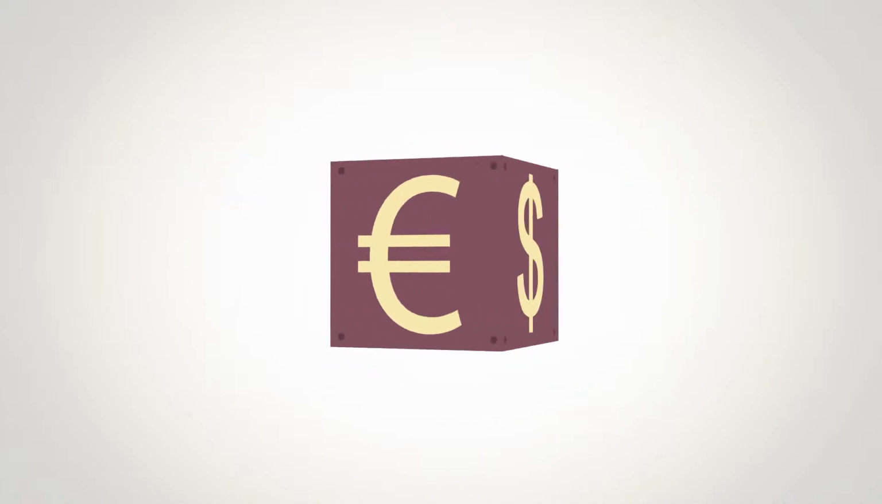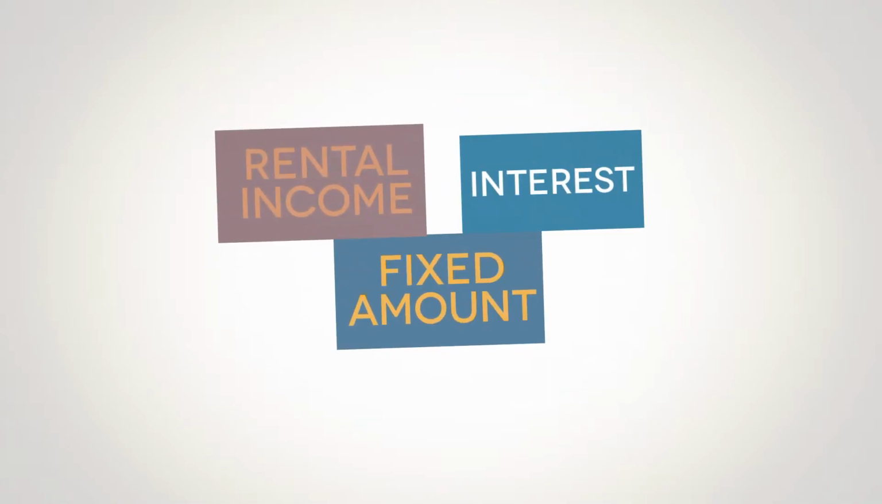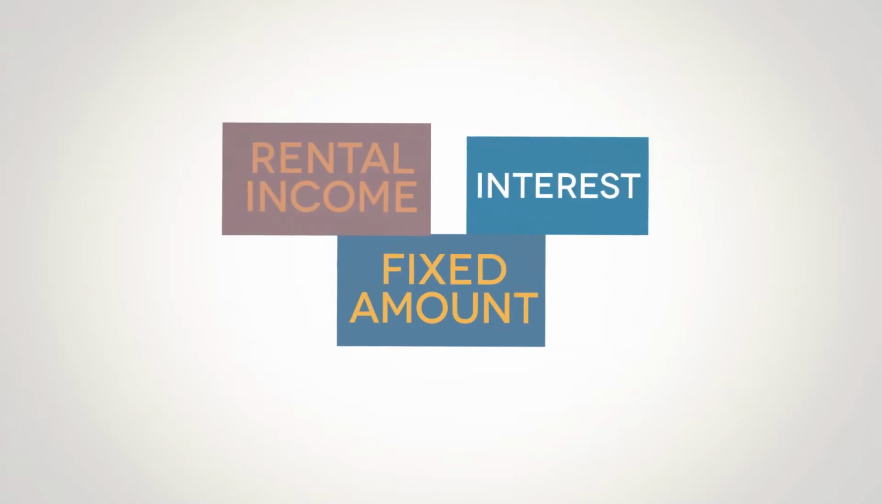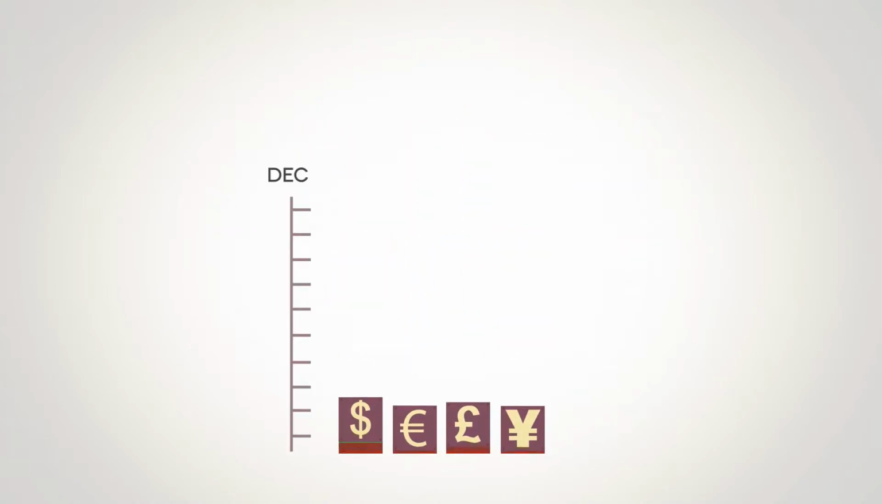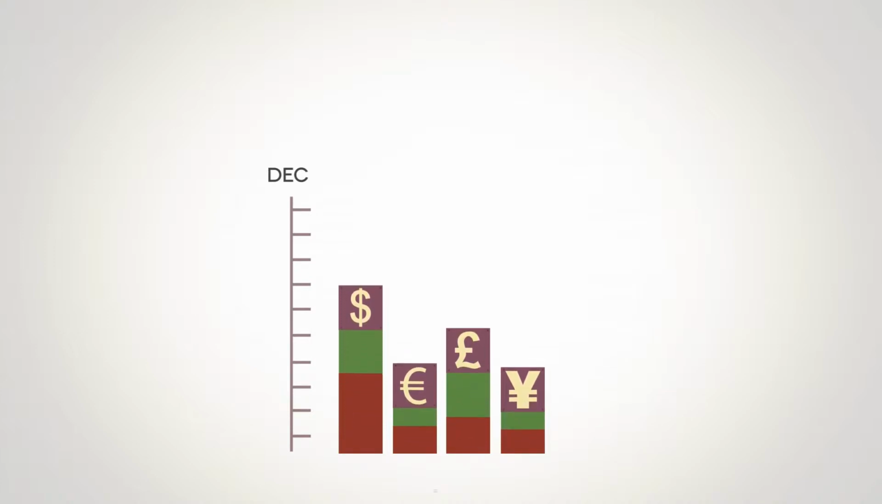regular basis. Since the payments are mostly for fixed amounts, rental income on one hand and interest payments on the other hand, he also has a good idea of how much of each currency he will pay or receive every month. What does Andrew do with all of these different currencies?